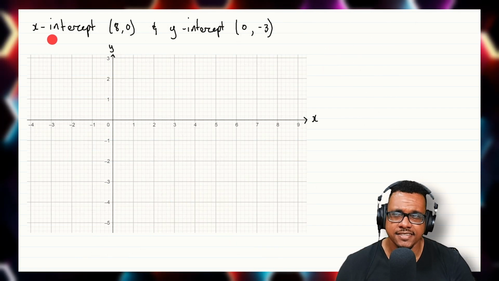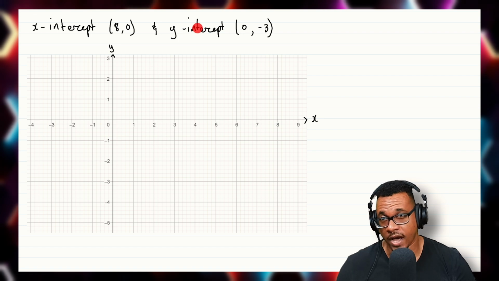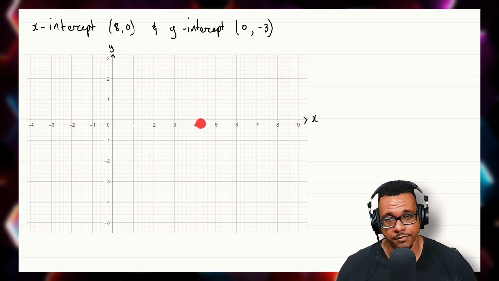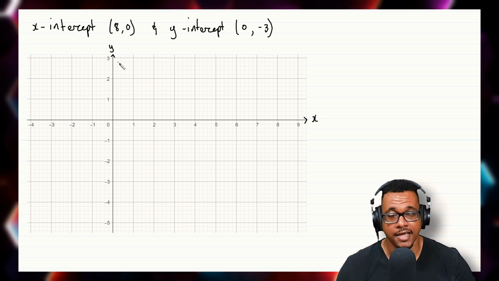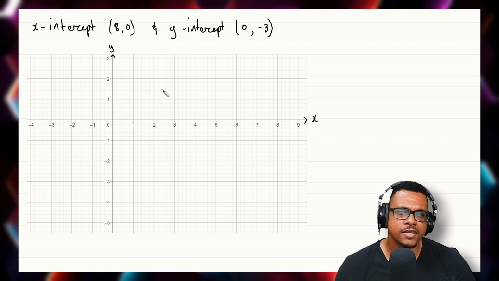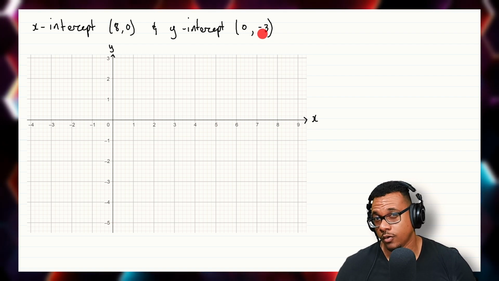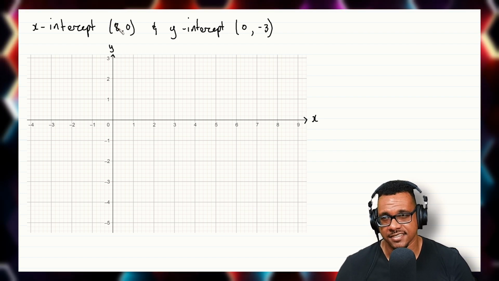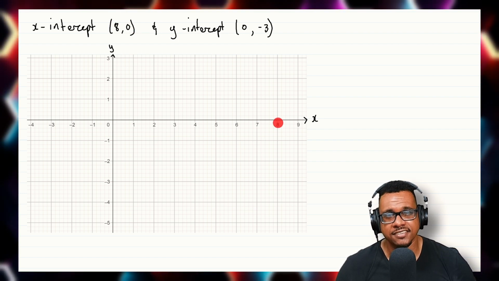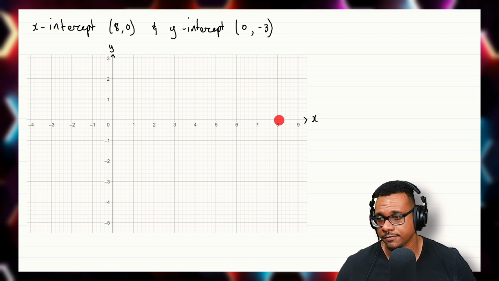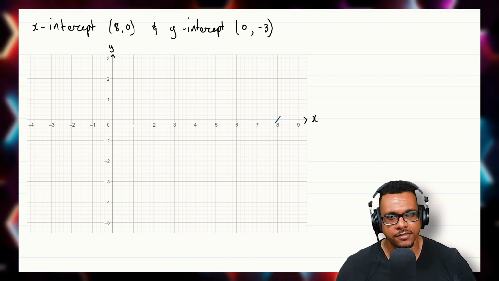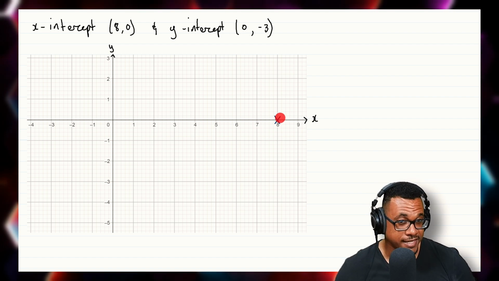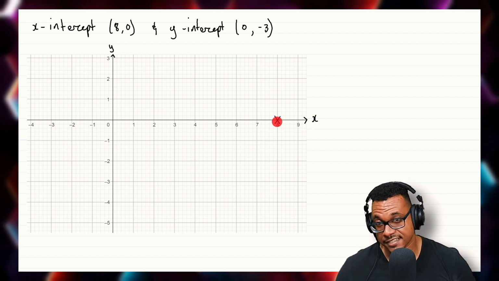So here I have the x-intercept that I worked out, the y-intercept that I also worked out. I have my Cartesian plane, which consists of my x-axis and y-axis. So now let's plot our x-intercept and our y-intercept. Our x-intercept is 8 on the x-axis and 0 on the y. That's right here. So let's plot this point here. 8 on the x-axis, and that's why I call it the x-intercept. That's where the line will touch the x-axis.